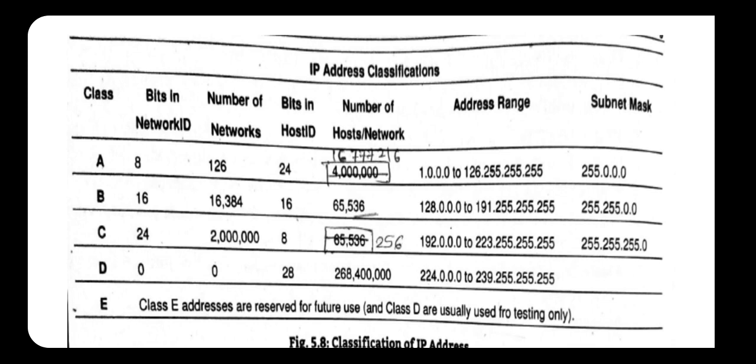Okay, address range 1.0.0.0 to 126.255.255.255. Default mask is 255.0.0.0. Then the network ID bits are 16, so 2 raised to 16, that is about 16,000 networks, and the bits per host are 16, that is 2 raised to 16, that is 65,536.